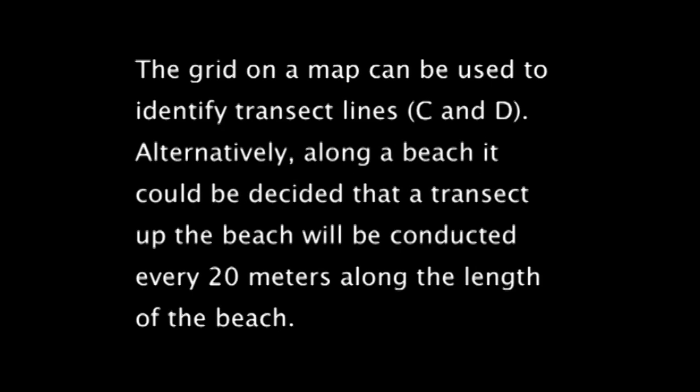B. Systematic line sampling. The grid on a map can be used to identify transect lines (C and D). Alternatively, along a beach, it could be decided that a transect up the beach will be conducted every 20 meters along the length of the beach.